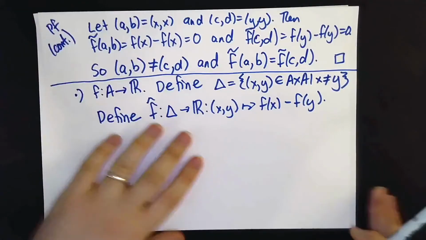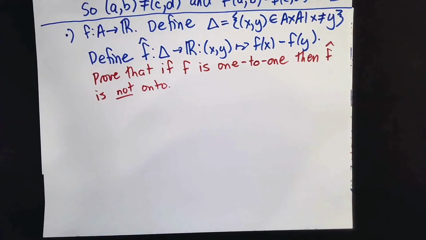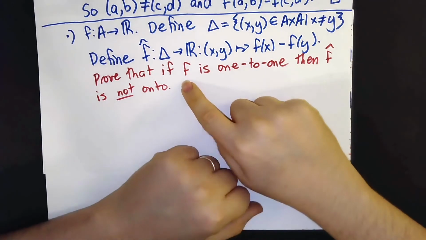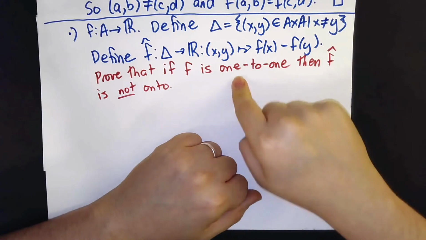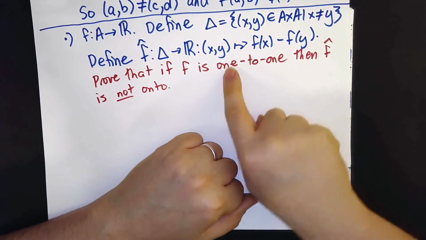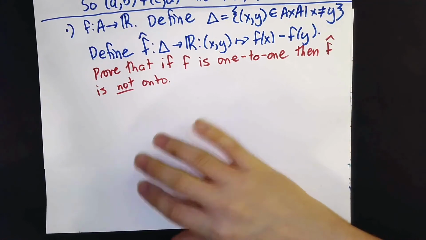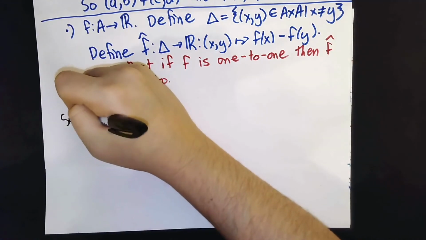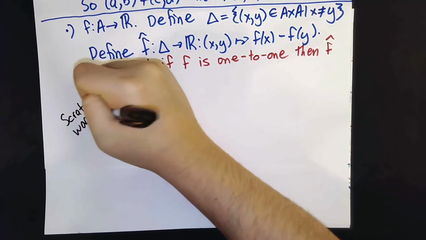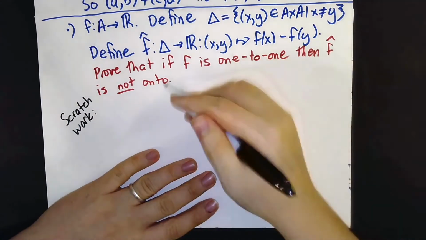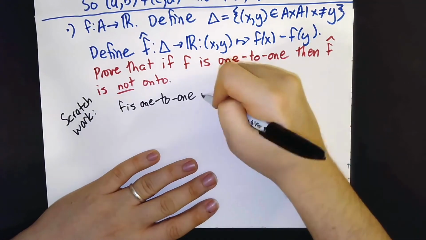So here's the question. We want to prove that if f is 1-to-1, then f hat is not onto. Now, this is definitely the sort of question that you should look at and make your eyes cross, because it seems really weird that somehow f being 1-to-1, because this really says is 1-to-1, not is not 1-to-1, somehow that is making f hat not onto. So I'm just going to start with scratchwork, because I probably don't have any idea what is going on in this question to start with. So let's write out f is 1-to-1. What does that mean?